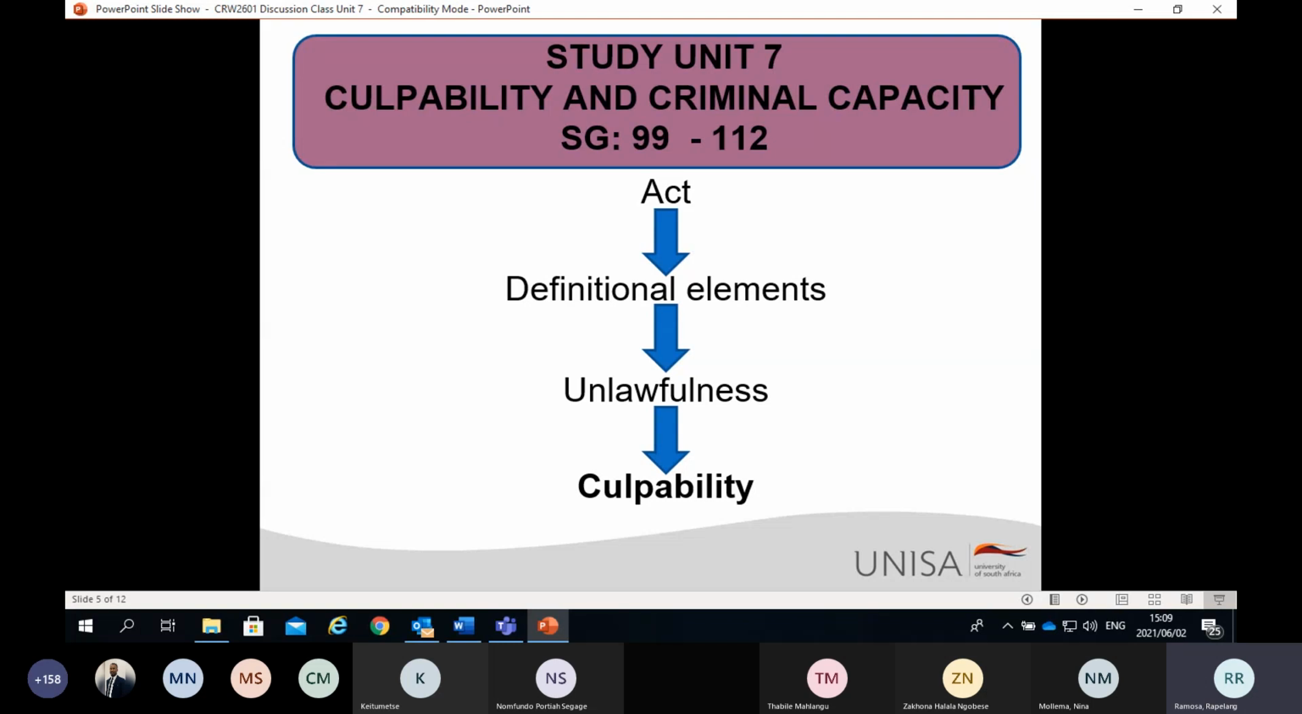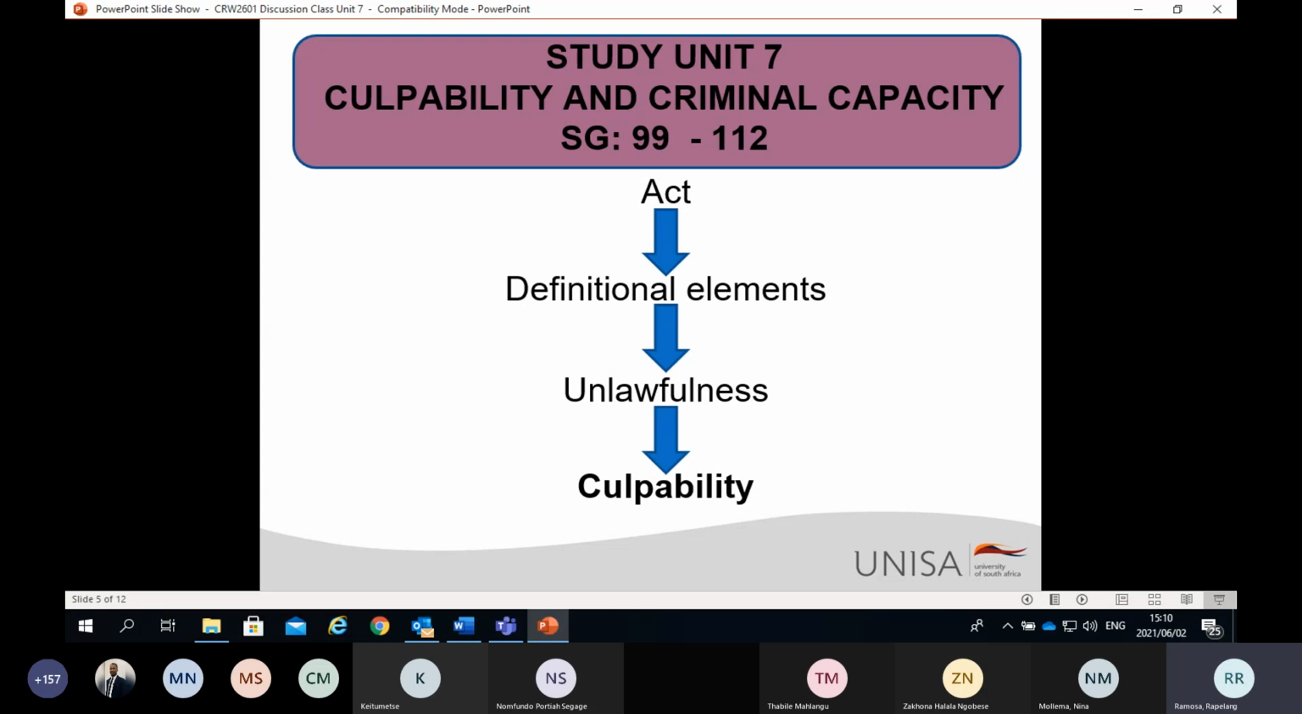So now, as you can see, we are systematically moving across all four general elements of liability. Today, we're going to cover culpability. In fact, we're going to introduce it, because culpability is such a condensed topic that it requires a few more study units to explain, understand and unpack. So for this week, we'll be covering culpability and an understanding of what it is, and then we'll cover the general defense of criminal incapacity, also referred to as non-pathological criminal incapacity.